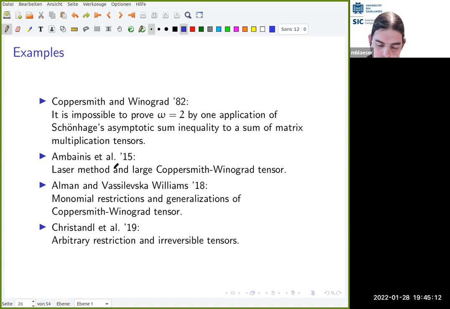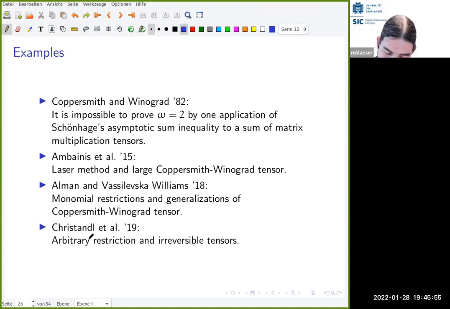Then there was a result by Ambainis et al., who just looked at the Coppersmith-Winograd tensor, and only at the method, this laser method, which is used by Coppersmith and Winograd, Vassilevska Williams, Stothers and Le Gall. So this is a rather restricted setting, but they got a very good lower bound, I think something larger than 2.3. So with this massaging of the Coppersmith-Winograd tensor, you can't expect to get much better results. Then Alman and Vassilevska Williams looked at monomial restrictions and generalizations of Coppersmith-Winograd tensors, and they could prove some lower bounds.